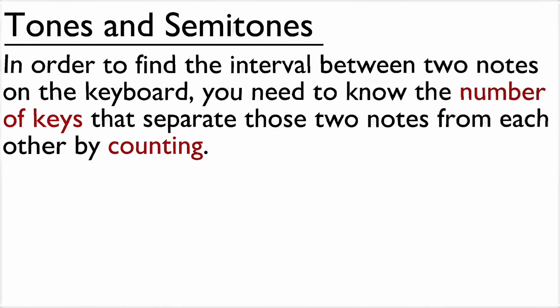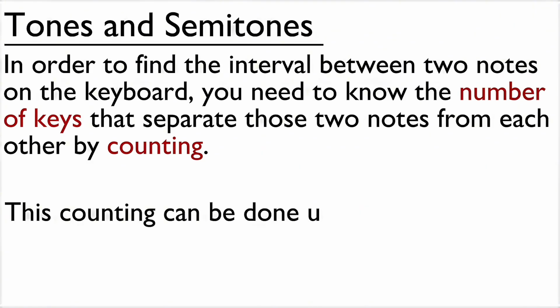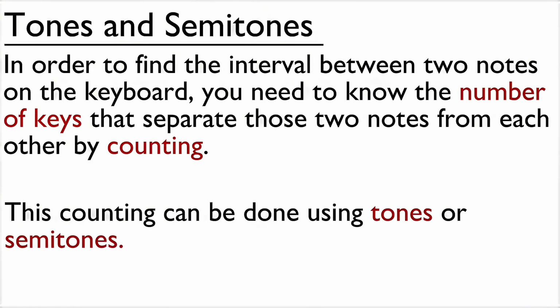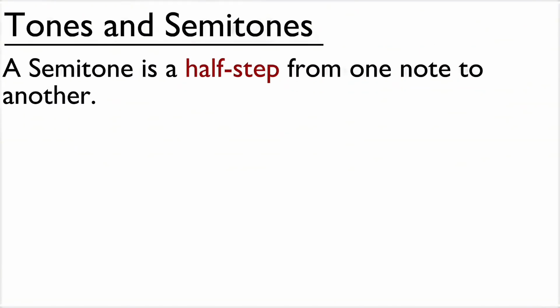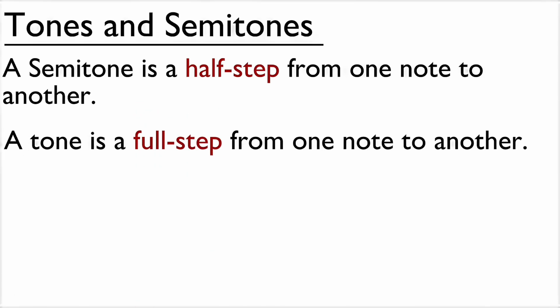In order to find the interval between two notes on the keyboard, you need to know how many keys separate those two notes from each other by counting. This counting can be done by using tones or semitones. A semitone is a half step from one note to another, and a tone is a full step from one note to another.